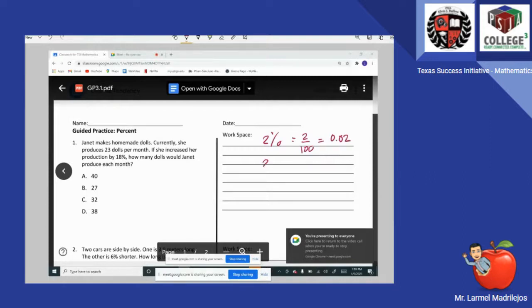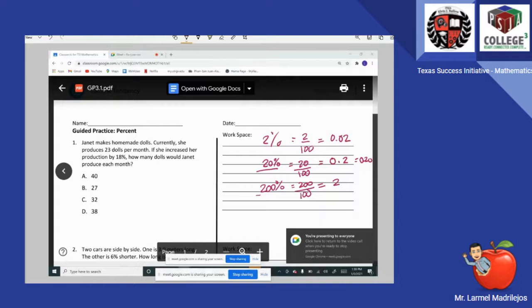So 20% is 20 out of 100. This is 0.2, or 0.20 if you want to put the zero. And then 200%, again, it's always divided by 100. It's going to be 2. Okay, basic.